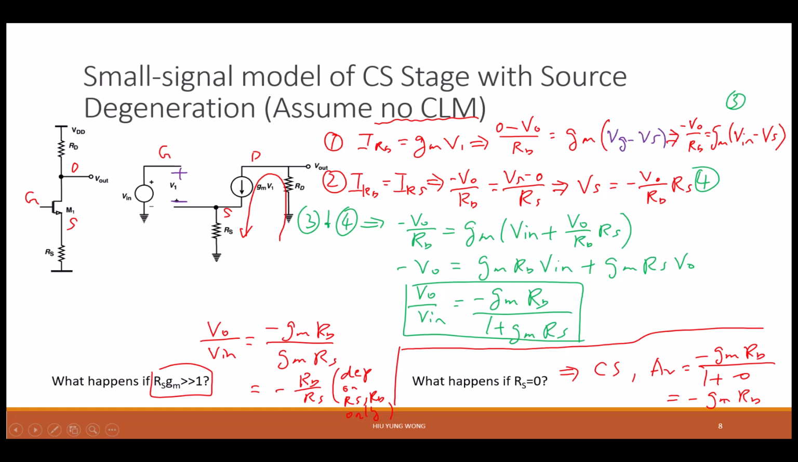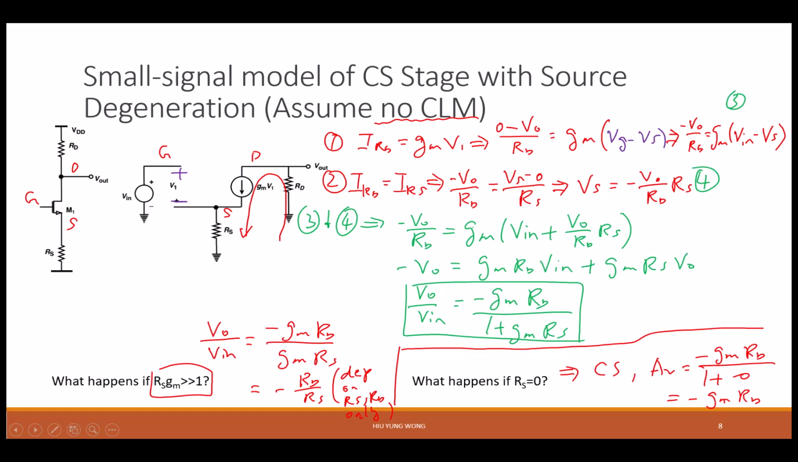So IRD again is negative V out divided by RD, but what is IRS? VS, yeah, minus 0 divided by RS, right? Not negative because of the way I draw it. Maybe this arrow is not sharp enough. So then what do we get? VS equals to negative V out divided by RD times RS.